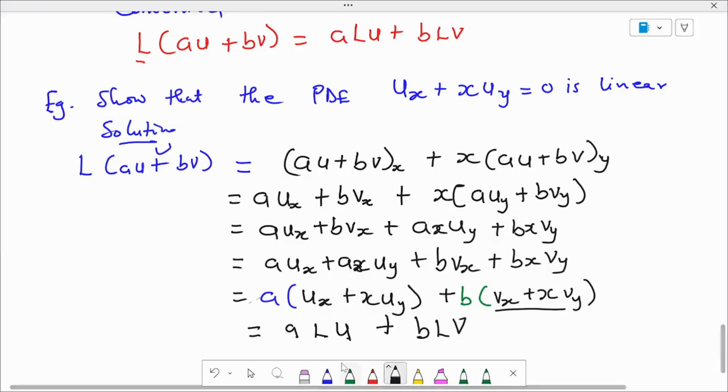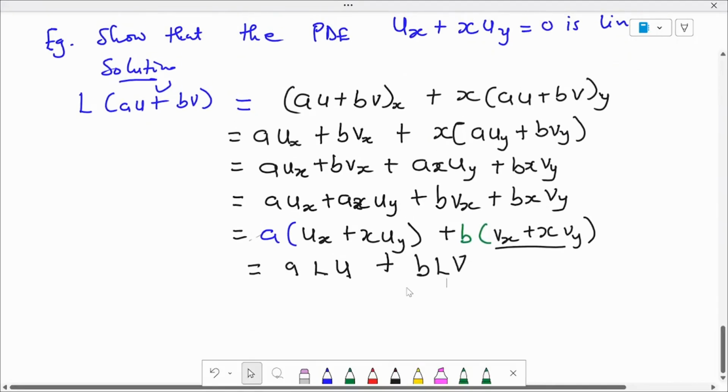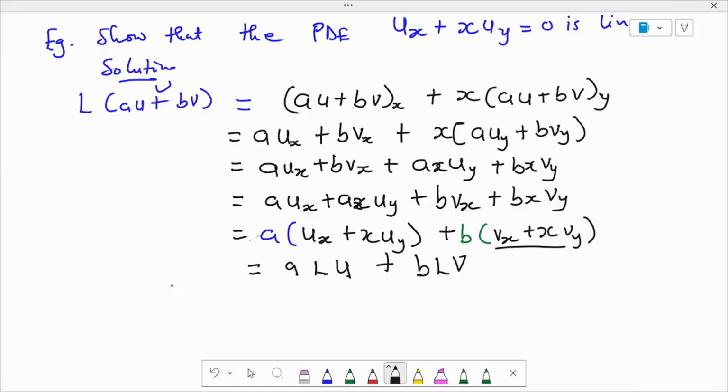Alright, since we have been able to get to this conclusion, we conclude that L is a linear operator. So L is a linear operator. The PDE is what? Linear. Hence, the PDE is linear.